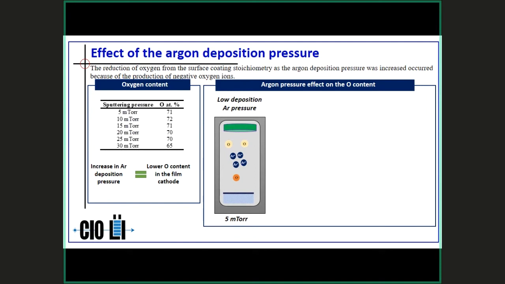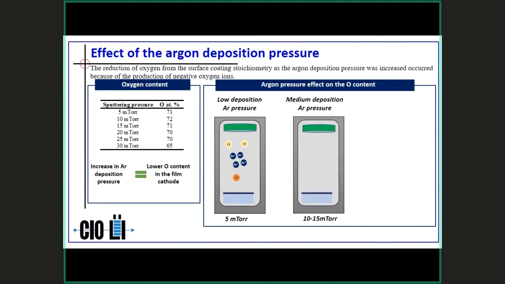They are small enough that they will not affect the coating. However, as we increase the argon deposition pressure, there will be more argon and more oxygen atoms, therefore more collisions, they will interact more, and therefore there will be the formation of more negative oxygen atoms. In this case, those negative oxygen atoms will not contribute to the chemistry of the coating. For that reason, we observe this decrease of the oxygen content.